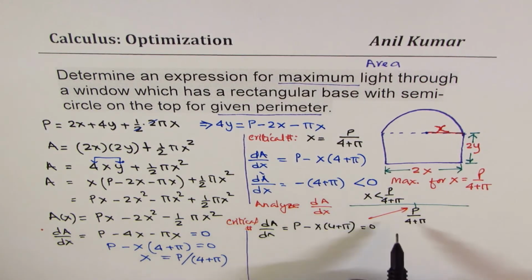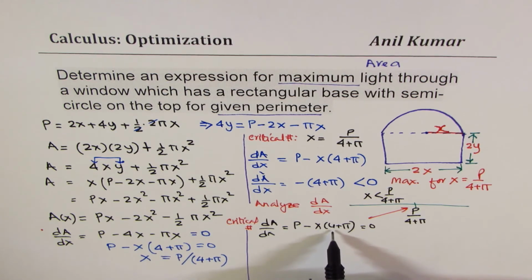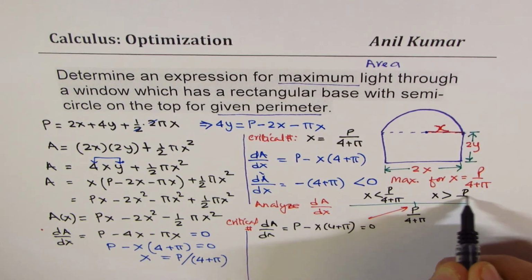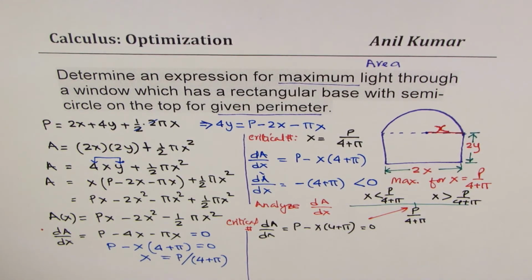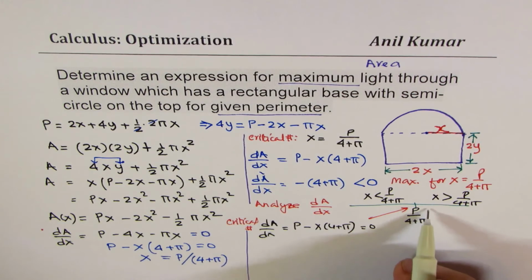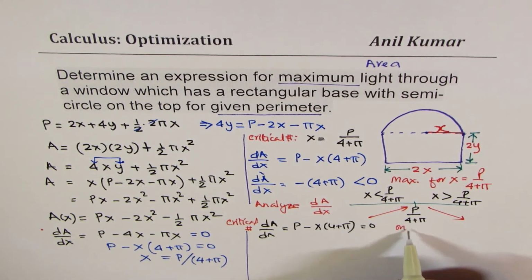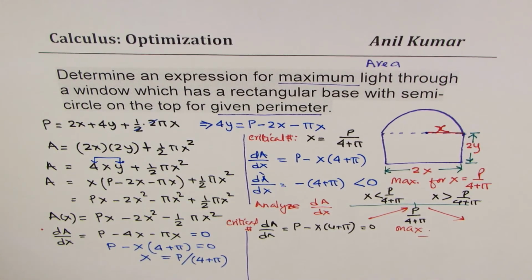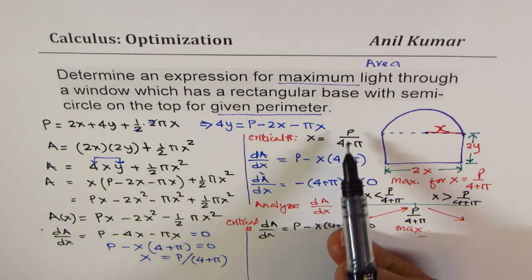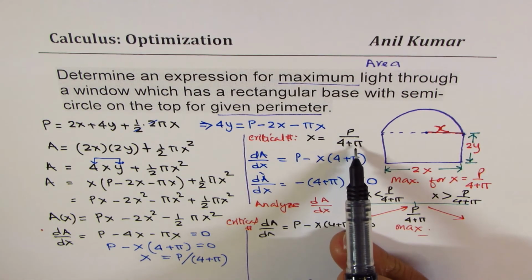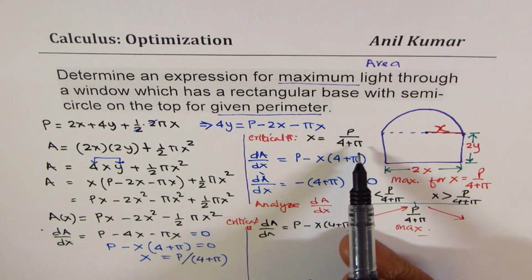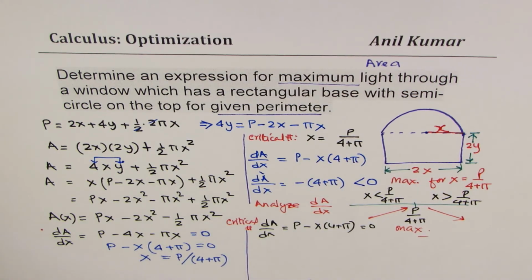However, if I take a value which is more than this, for this value it is 0, right? So if I take x greater than p over 4 plus pi, in that case this will be negative, and so we will get the derivative as negative, and that also shows maximum. Is it okay? So either way, you could show that the x value of p over 4 plus pi will give you a maximum, correct? So that is one thing. Now we know what x is.